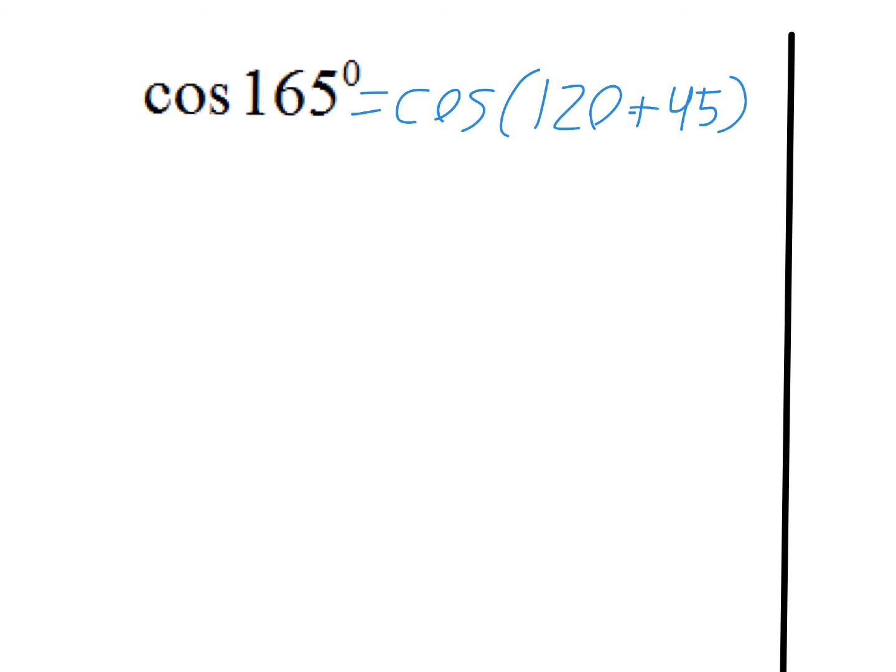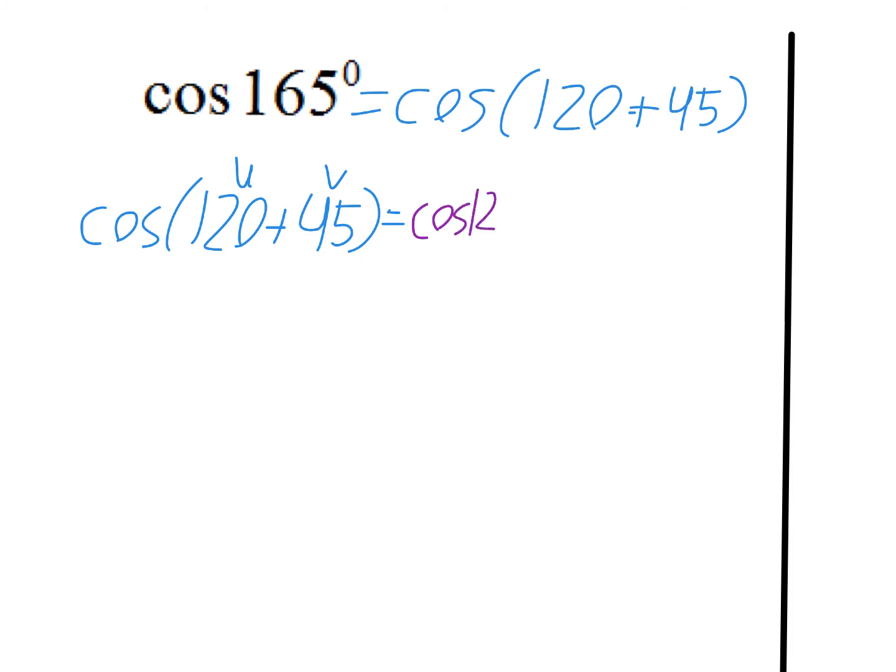We then go to our cosine equation such that the cosine of 120 plus 45 degrees, with 120 being our u, and our 45 being our v, is going to break down into the cosine of 120 times the cosine of 45 minus, because of that sign change, the sine of 120 times the sine of 45.